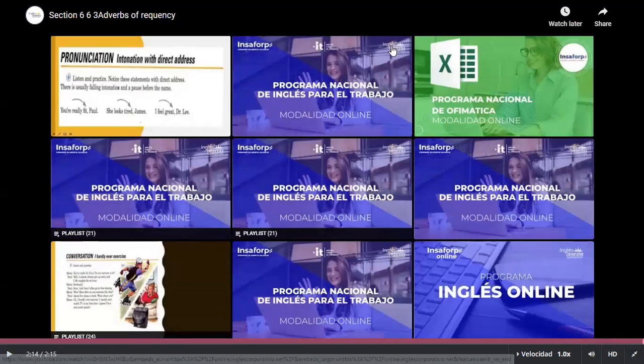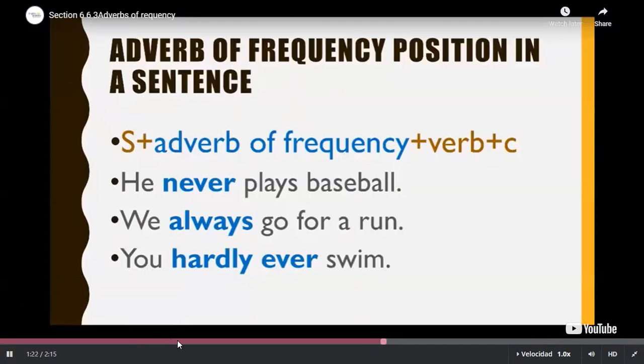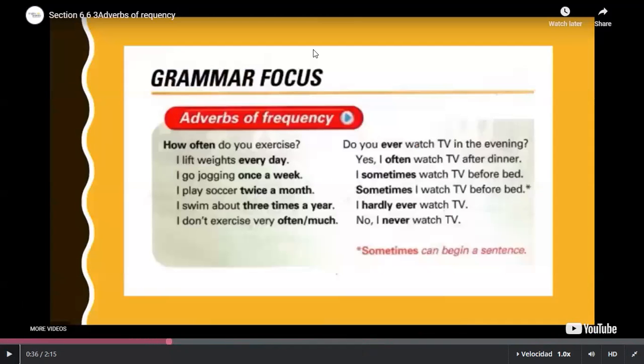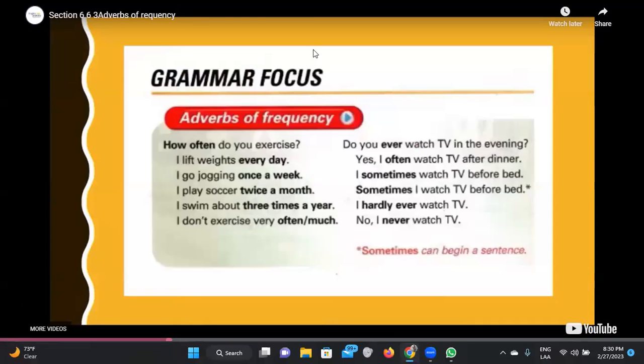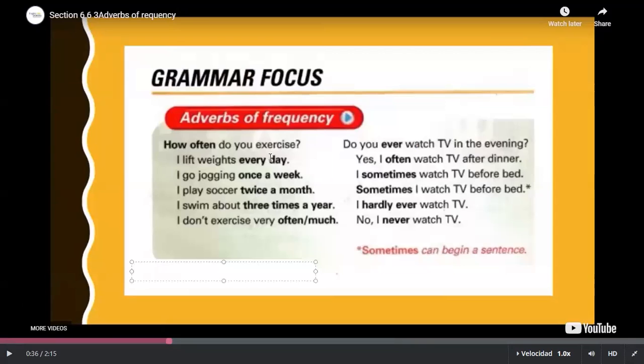All right. So I want you to notice in this example, we have frequency plus verb plus the complement. Adverbs of frequency. So I want you to notice that here, when I say every day, it goes at the end. Once a week goes at the end of the sentence. Twice a month goes at the end of the sentence. 3 times a year goes at the end of the sentence. When it's negative, I don't exercise very often. I don't exercise very much. When it's negative, it goes at the end of the sentence.